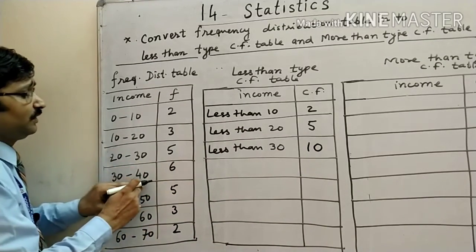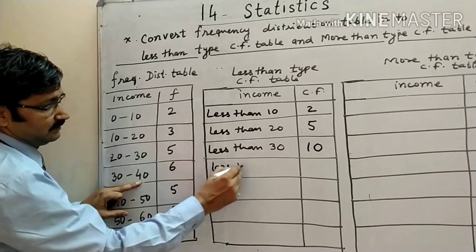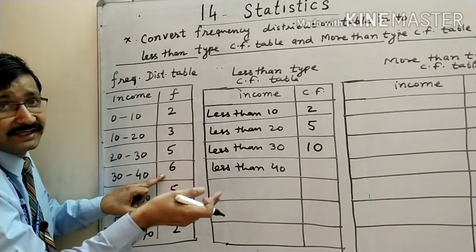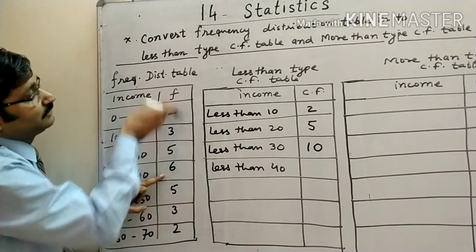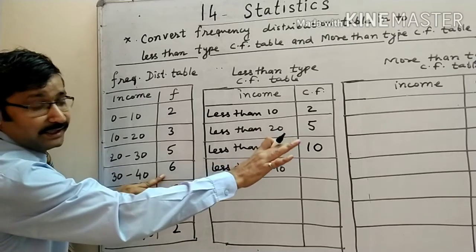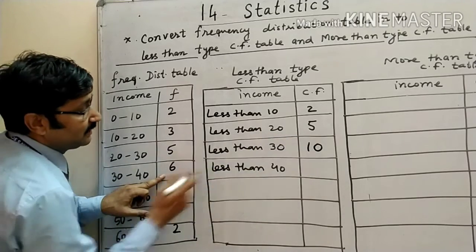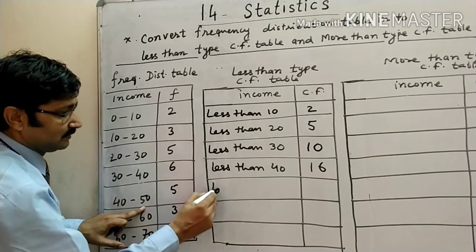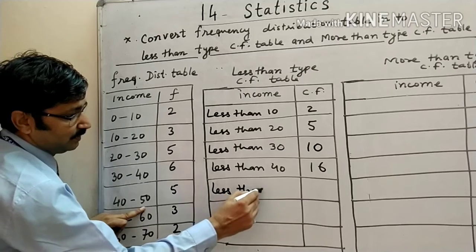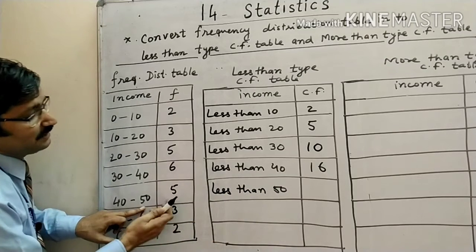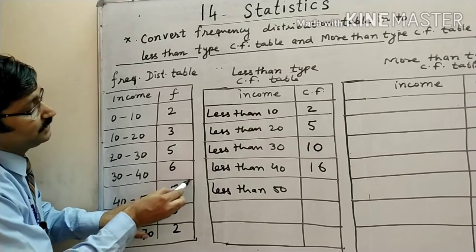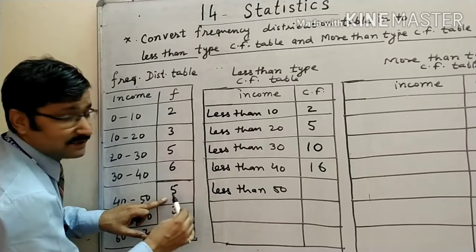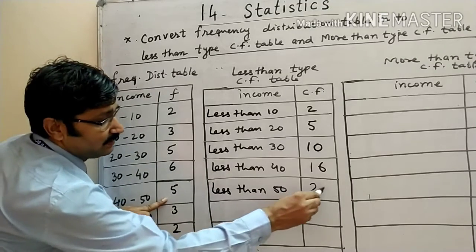Now less than 40, right? Less than 40 means 6 also we have to add. So up to here we already have 10, and 6 we add, so 10 plus 6 is 16. Now less than 50. Less than 50 means this 5 we also have to add. Up to here we already have the total 16, and this 5 we add, so 16 and 5 we get 21.